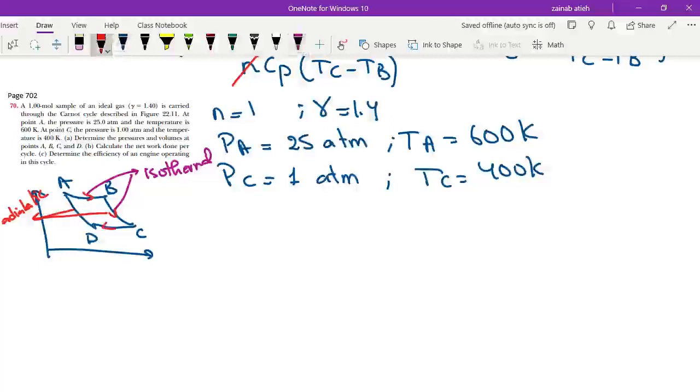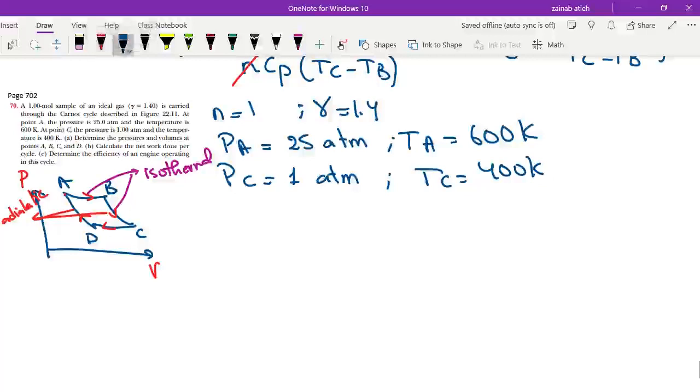It does not look very curved to me, but they are both curves. Okay, this is a PV diagram. So AB is isothermal, CD is isothermal, BC and DA are adiabatic. Now he's asking me to find the pressure and the volumes for all points.